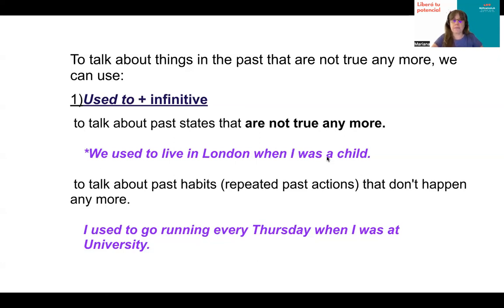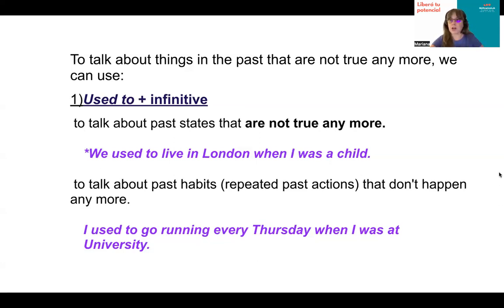Okay. In the case of forming a negation, we use didn't as in all past tenses, past simple. And if it's a question, did you use to go to, for example? Okay, so that's the form.